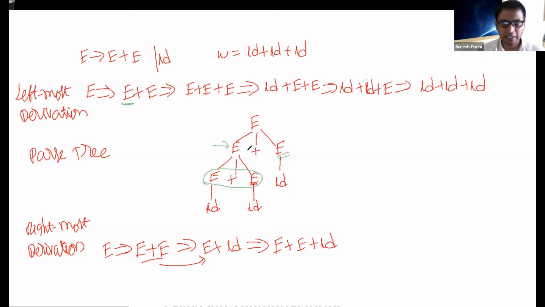Among this E plus E, this one is the rightmost non-terminal symbol, or rightmost child for this parent node E, and we see that this E is expanded using the substitution rule E goes to ID. So we replace it. After that we come to this non-terminal symbol and we note that it got expanded using the substitution rule E goes to ID, and then again we replace it.